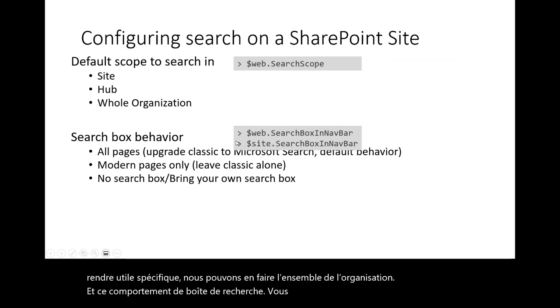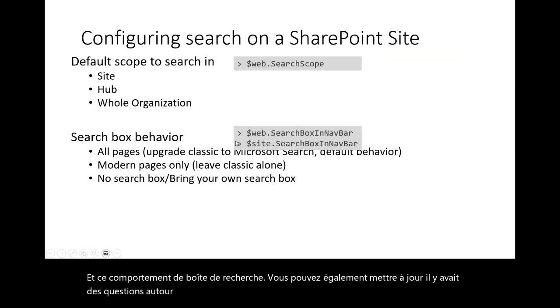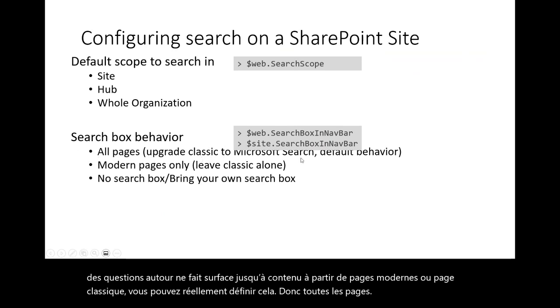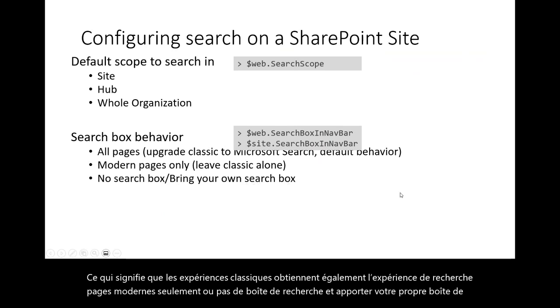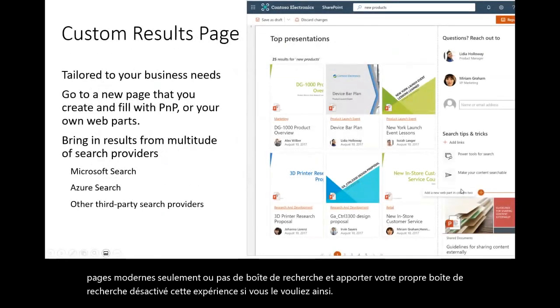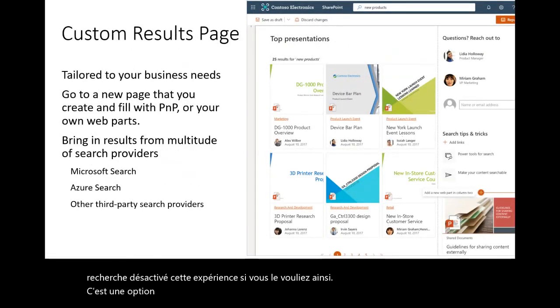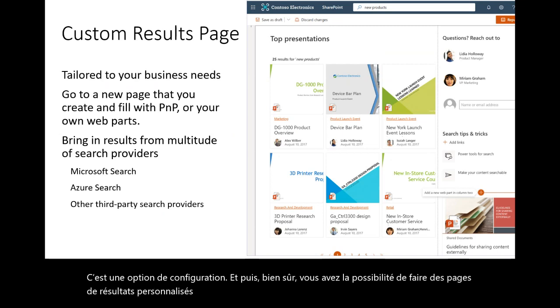If there are questions around, does it only surface up content from modern pages or classic pages, you can actually define that. So all pages, which means classic experiences also get the search experience, modern pages only, or no search box, and bring your own search box. So you can actually disable that experience if you wanted to as well. That's one configuration option. And then of course you have the ability to do custom results pages as well. Tailor them to your business needs, make different ones, and be able to really configure it. So you have that ability.